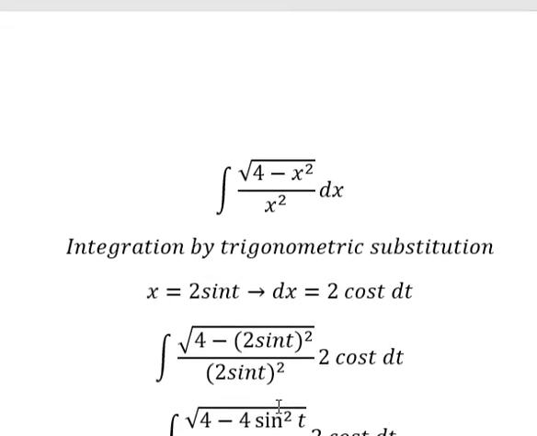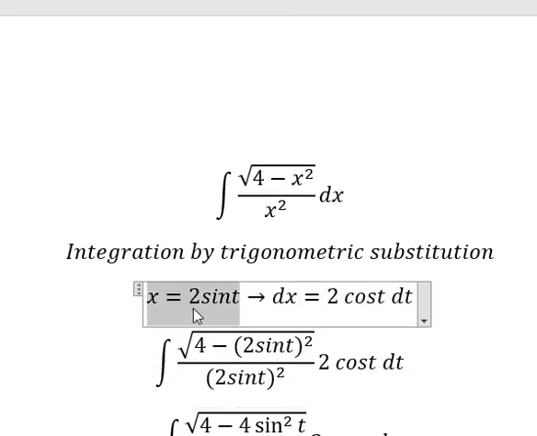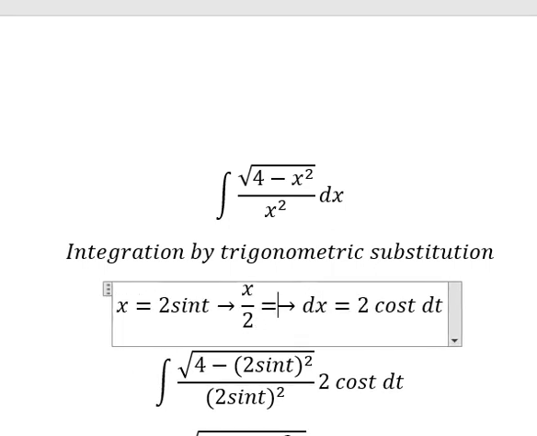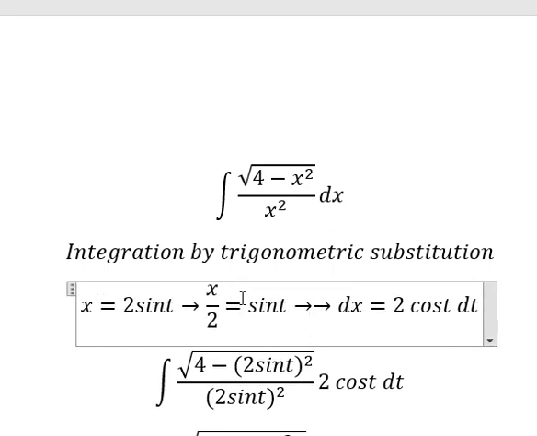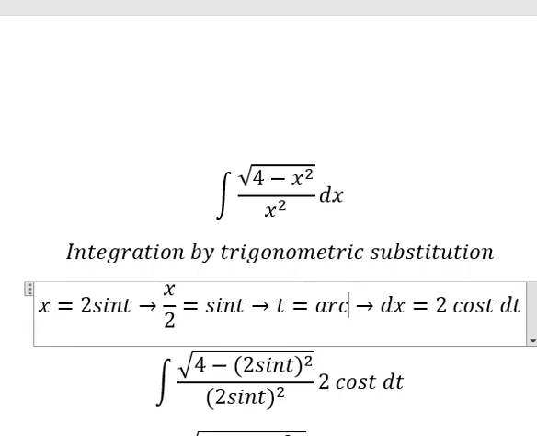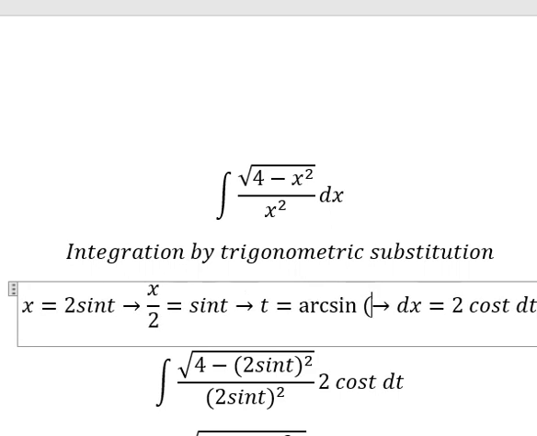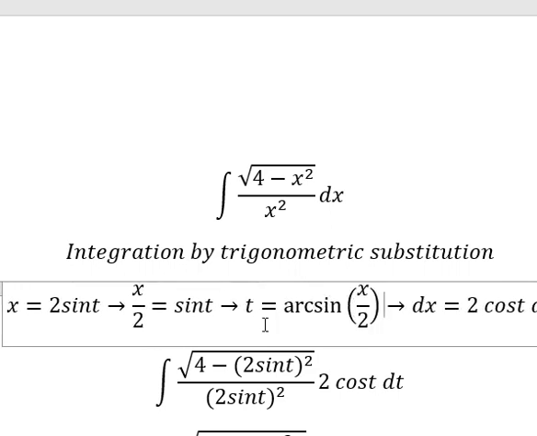About t, that is this one. So we need to divide both sides by number 2. And we got t equal to arcsine of s over 2. So I need to put this one to change t.